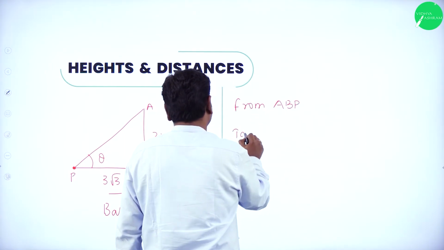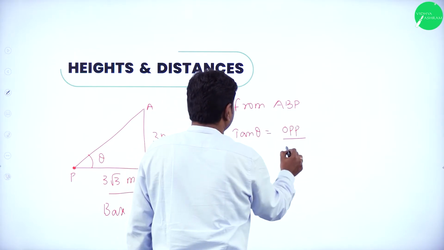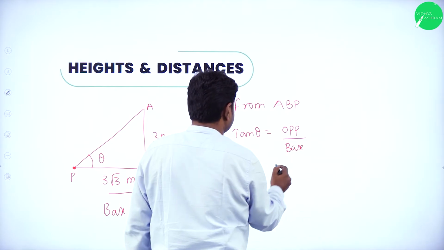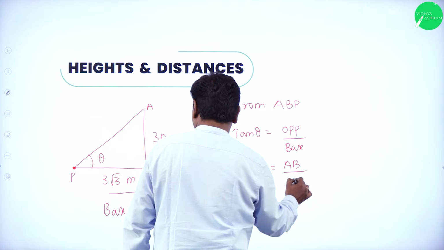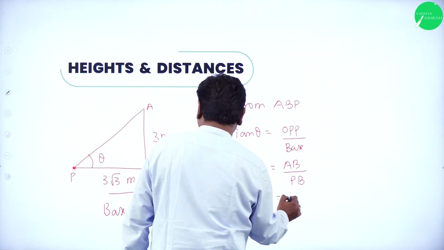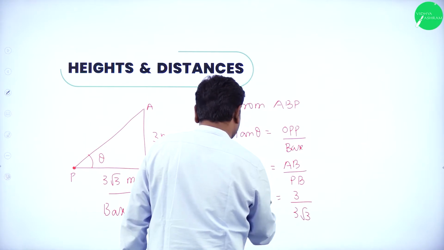So I'll apply tan theta. What does tan theta mean? Opposite side divided by base, or we can also say adjacent. So here opposite to the angle is AB, adjacent is what? PB, and the AB value is 3 and the PB value is 3 root 3. So this is tan theta.